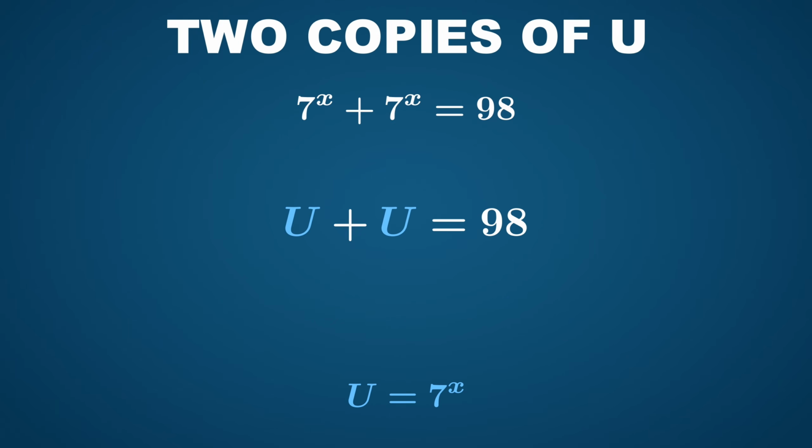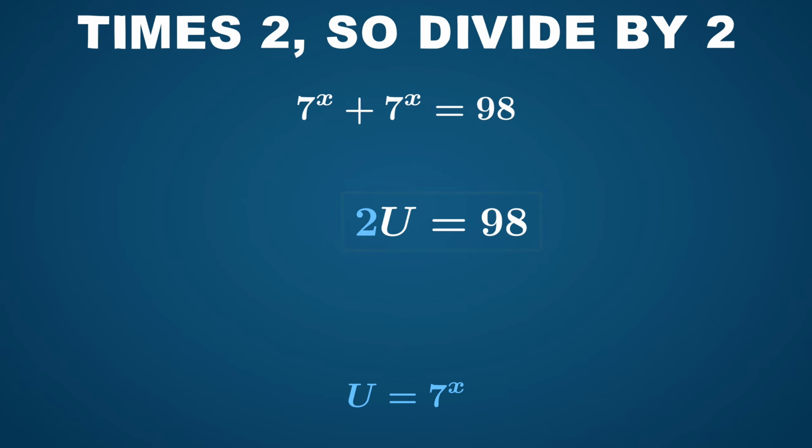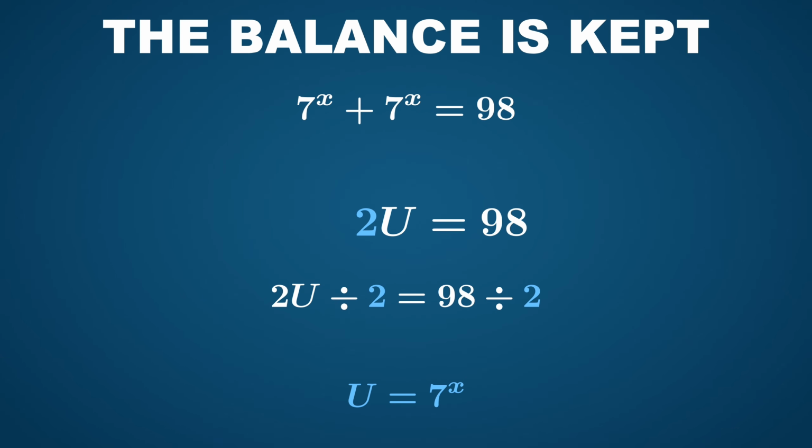U plus u means two copies of u added together. Two copies of u can be written more compactly as 2 times u. So the equation now reads 2 times u equals 98. The goal is to undo whatever is surrounding the unknown u. Here u is multiplied by 2, so the undo step is a division by 2. We divide both sides of the equation by 2. Dividing both sides by the same non-zero number keeps the balance. The number 2 is certainly not 0, so the division is allowed.